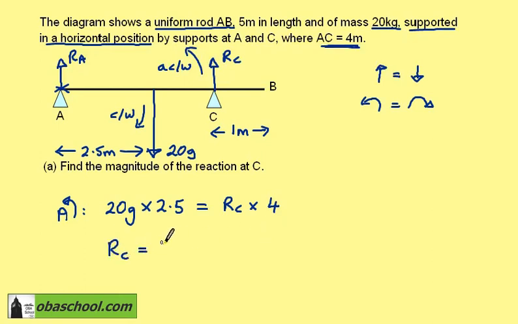Rearranging gives us that RC is 20g times 2.5 divided by 4, and this calculates to give us that RC is 122.5 newtons.